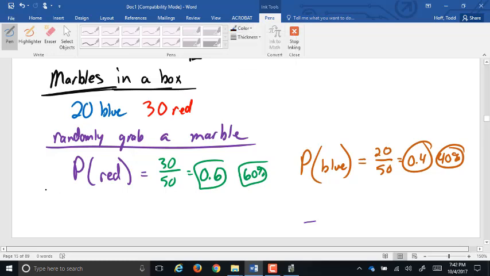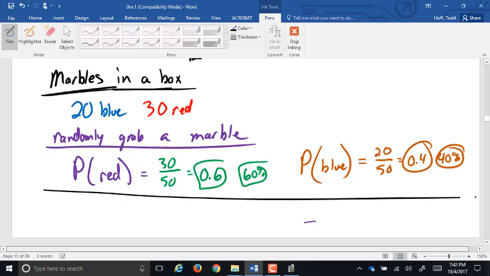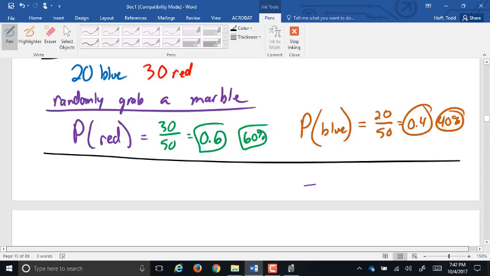Well, that's the boring part. Let's look at the more exciting part of probability. I'm going to throw the word out there: compound events. Compound events mean, of course, more than one thing happening. What's the probability that we reach in and we draw out two marbles and they're both red? Well, unfortunately, at this point, we do not have enough information to answer that question yet.